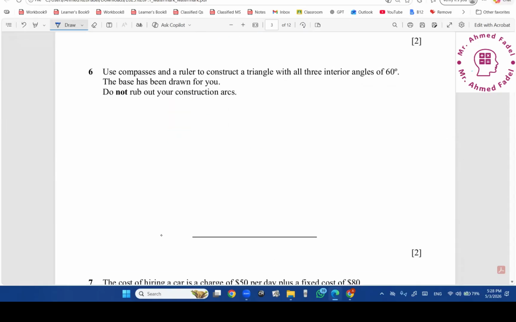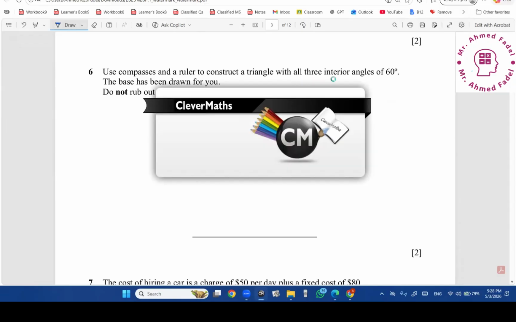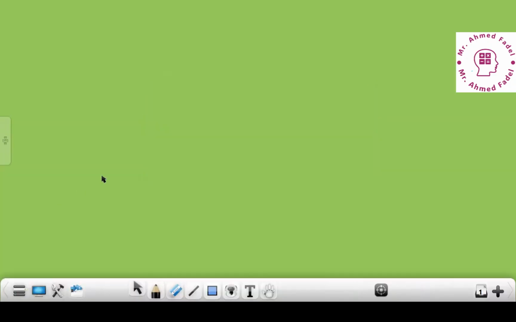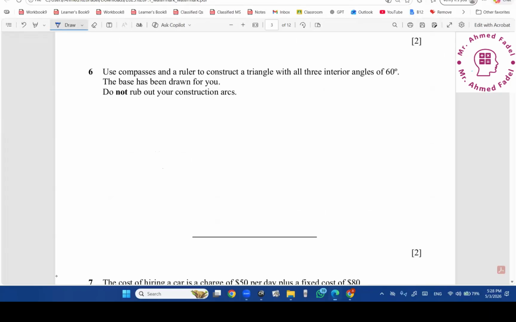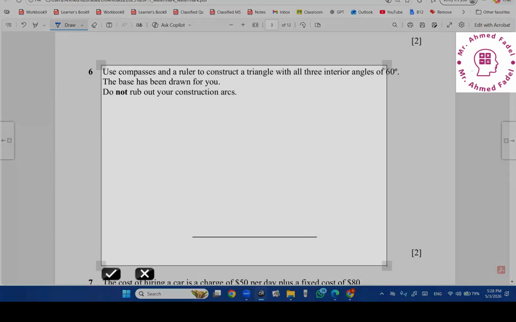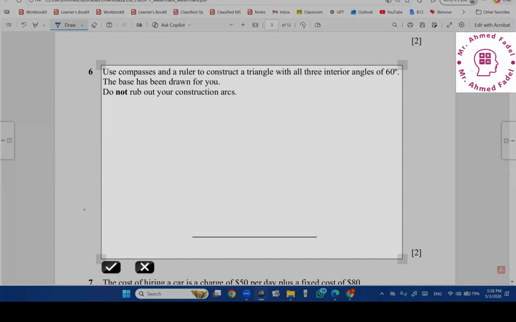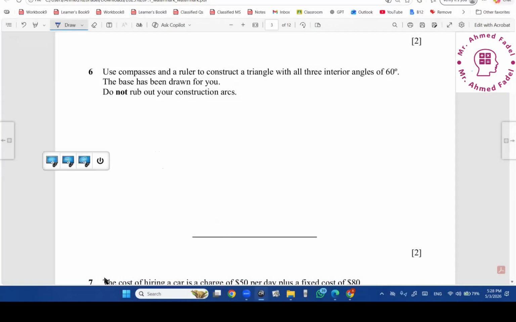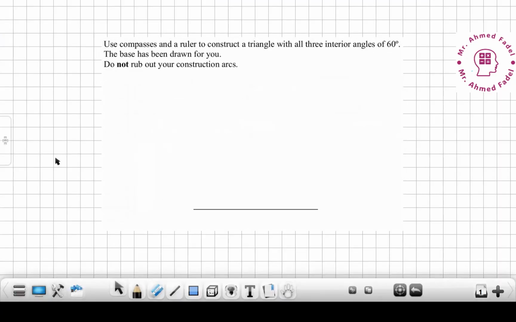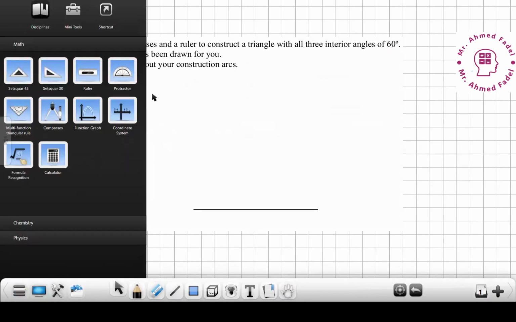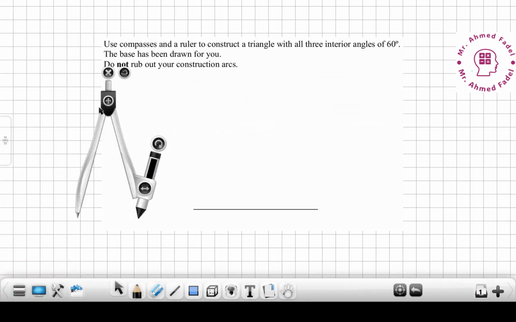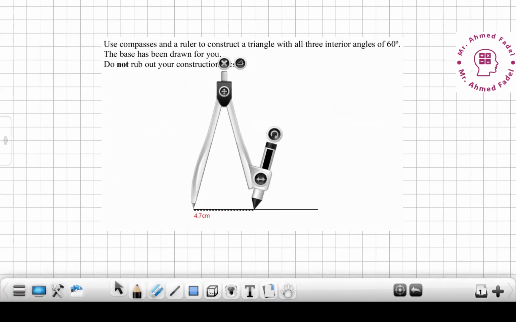Use compasses and a ruler to construct a triangle with all three interior angles of 60 degrees. First, I'm going to need to use this application to answer this question. They said they want all the angles at 60 degrees, so that means they want an equilateral triangle.